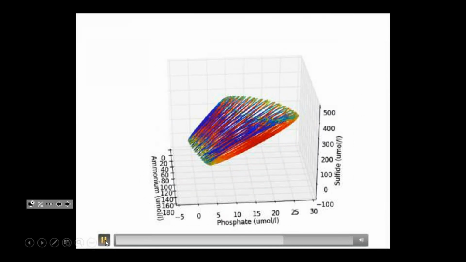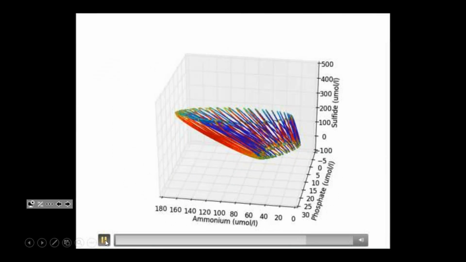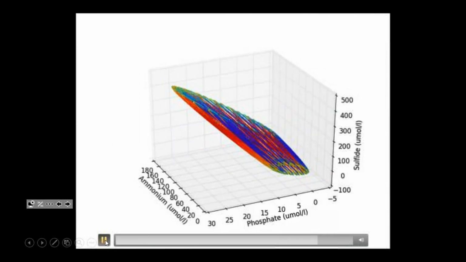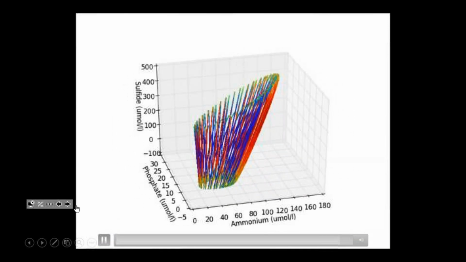Now I'm going to rotate it for you. That's what it looks like. Oh, it looked like a basket, didn't it? No, it's not. How disappointing. Oh well. Anyway, that's what that looks like.